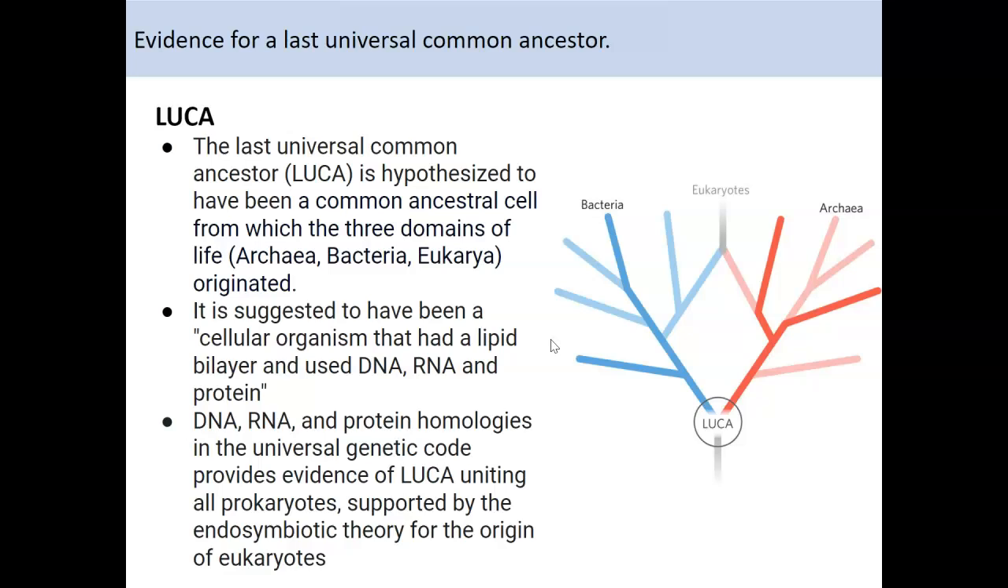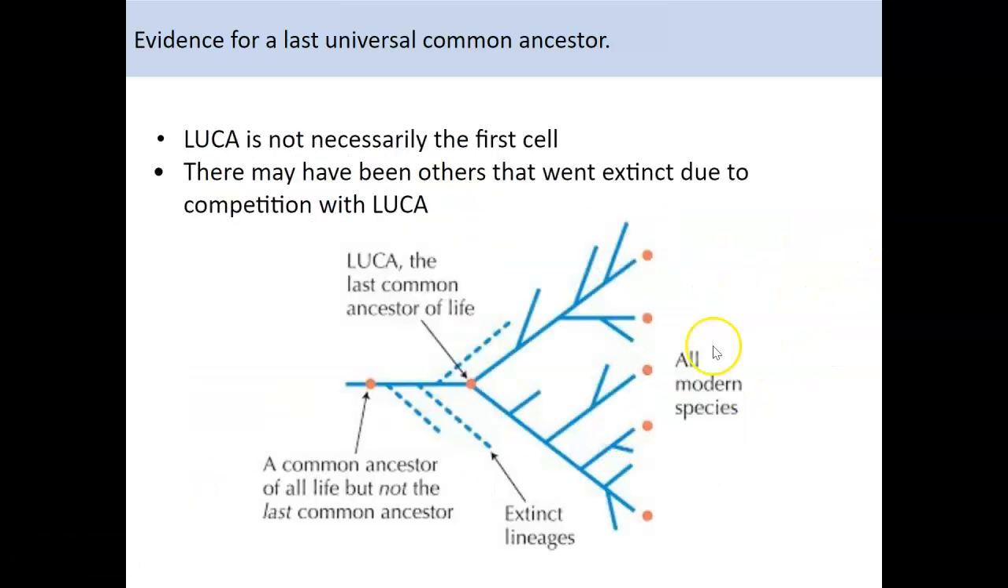It's suggested that LUCA was very, very simple. Essentially, it was just a phospholipid bilayer with DNA, RNA, and proteins inside of it. Genetic homologies of DNA, RNA, and proteins lead us to evidence that supports LUCA as the last universal common ancestor that unites the modern domains. Later, we'll learn about the theory that supports eukaryotes originating from a combination of bacteria and archaea domains.